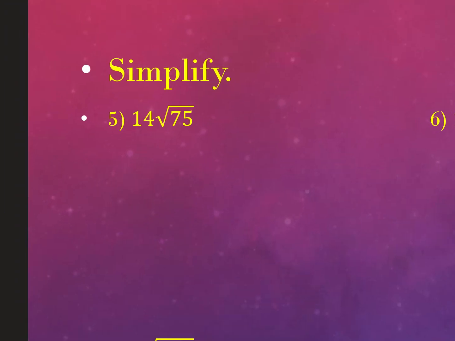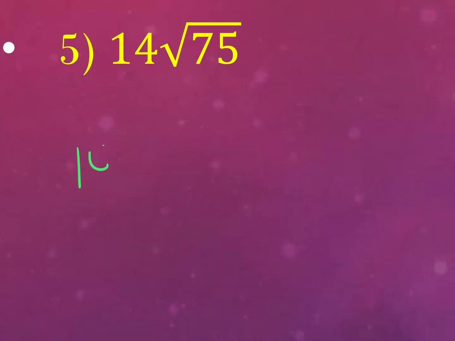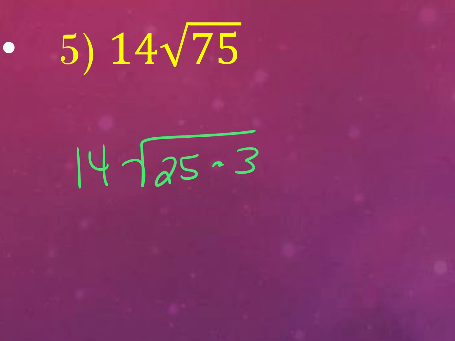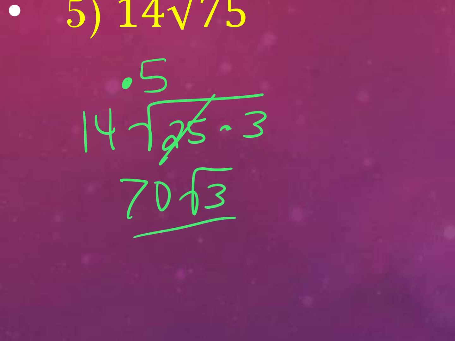All right, numbers are getting a little bigger. As soon as I see anything that ends in 5, I always think money. I don't know why. But as soon as I see 75, how many quarters are in 75? 3, right? So this would be 14 times 25 times 3. Well, what's the square root of 25? So 5 is going to come out in front, and we're going to multiply. What is 14 times 5? So it's 70 square root of 3.